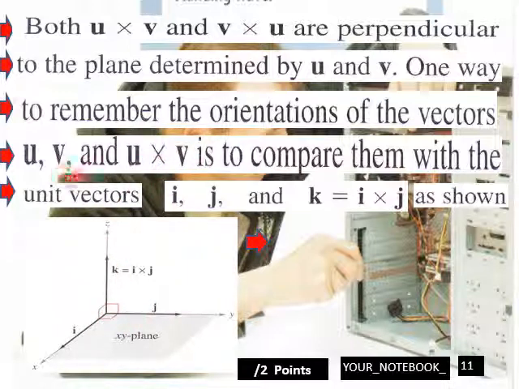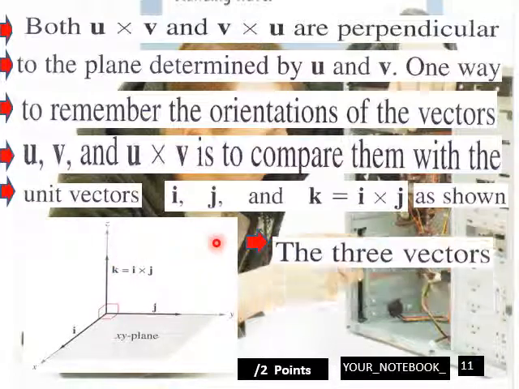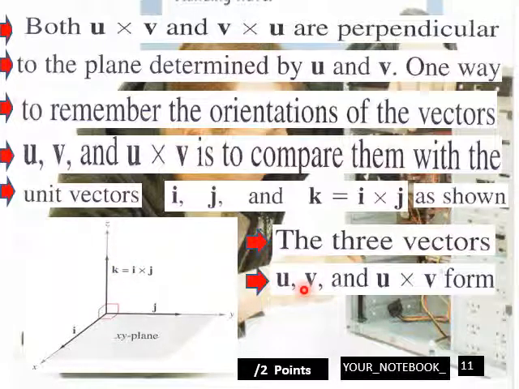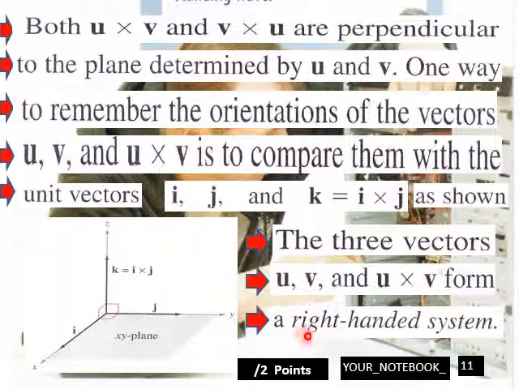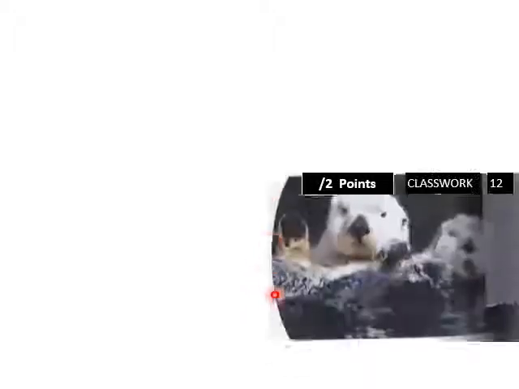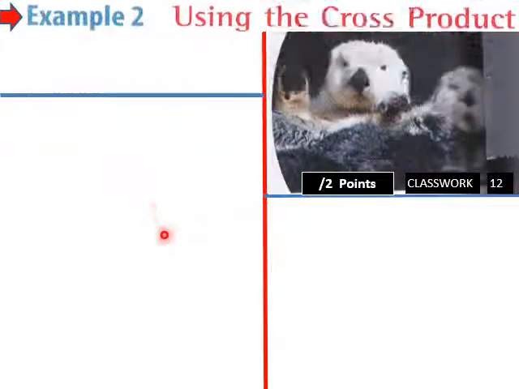So the orientations of the vectors u, v, and u times v can be remembered by comparing them with the unit vectors i, j, and k equals i times j. So k here equals i times j, and you get this right there. The three vectors u, v, and u times v form a right-handed system. So we have what's called a right-handed system, which we're going to find out about.